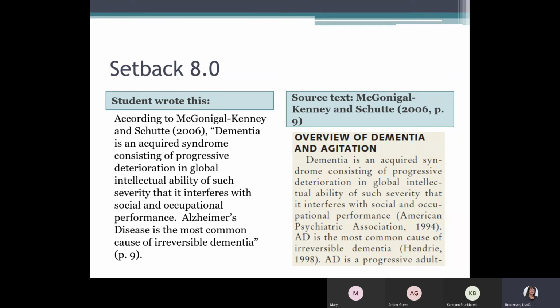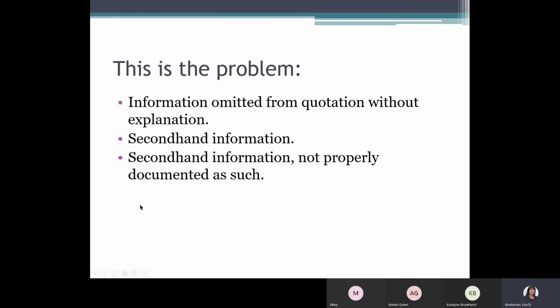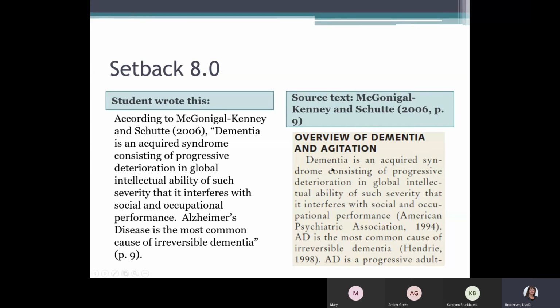And this is the last example, so bear with me. So again, compare it to the source text. And then here's the problem. We've got information omitted from the quotation without explanation. We've also got secondhand information use that's not properly documented as secondhand information. So if we go back to that example, if you read: dementia is an acquired syndrome consisting of progressive deterioration in global intellectual ability that is of such severity that it interferes with social and occupational performance.